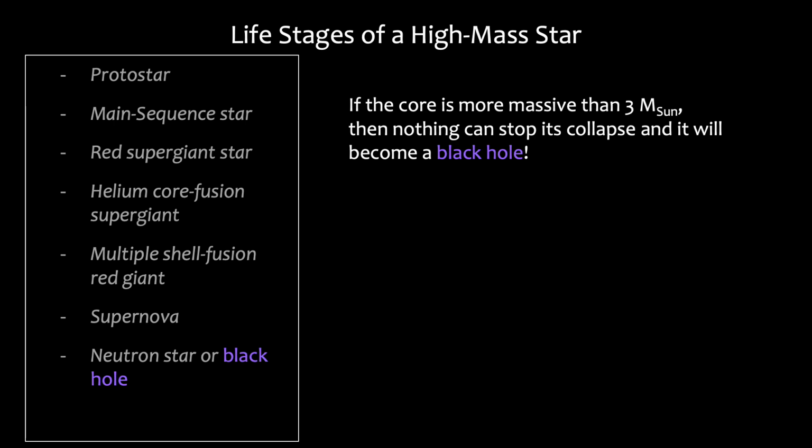If the core is more massive than 3 solar masses, we're talking about the core itself, not the entire star, and this is by calculation, then nothing can stop the collapse, even with quantum physics, and it will become a black hole. Eventually, nothing can stop gravity if gravity is sufficiently strong, such as in a very, very massive star.